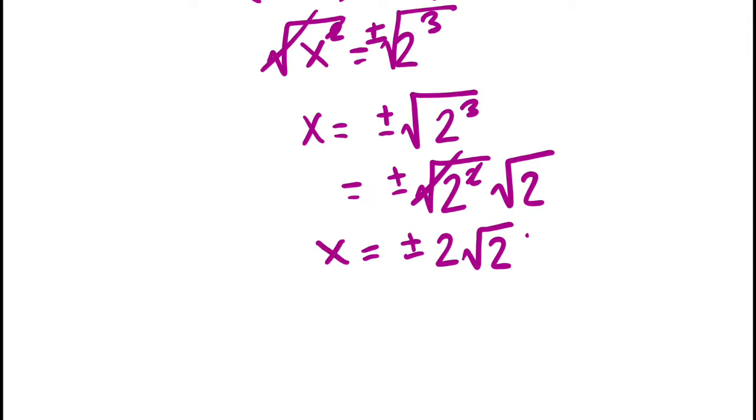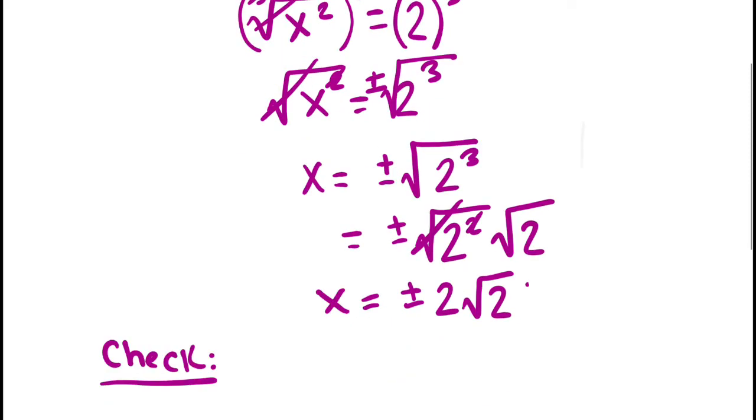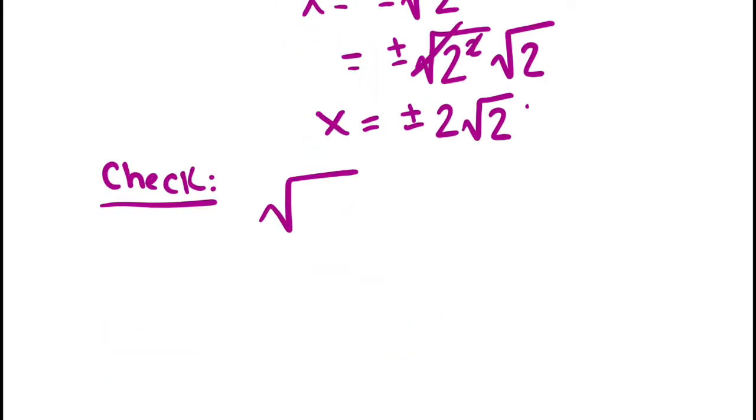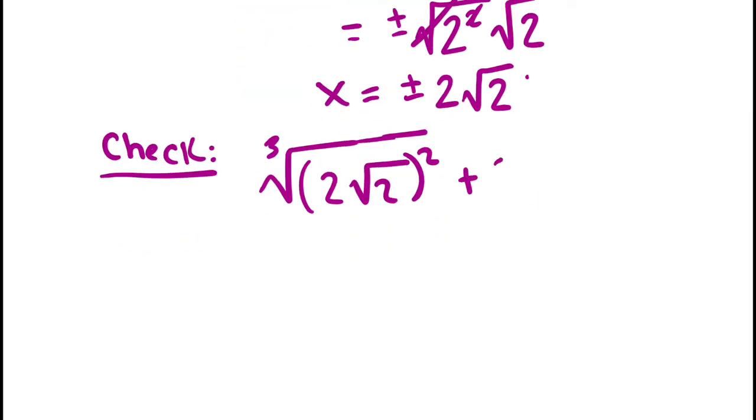We're going to actually check those real quick. So again, check by plugging those into the original equation. So we have here the cube root of x squared, and x is going to be both of these guys. So we have that squared plus 2 equals 4. So now we're not solving here, we're checking our solution. So now we're going to go ahead and actually square this out.